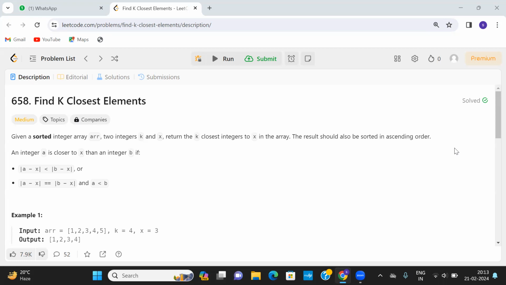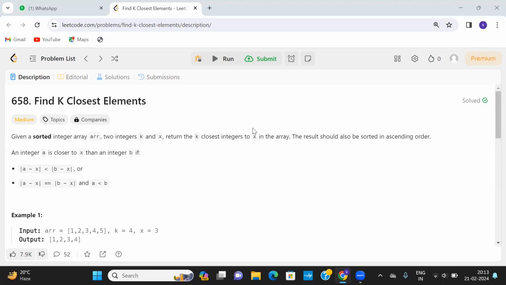In this particular phase of our series, we are looking at the questions which are based on priority queue or heaps. So let us see our today's question. In our today's question, we are given a sorted integer array ARR, and we are also given two integers k and x. What we need to do is return the k closest integers to x in the array. And after finding the closest integers, we also need to sort our result in ascending order.